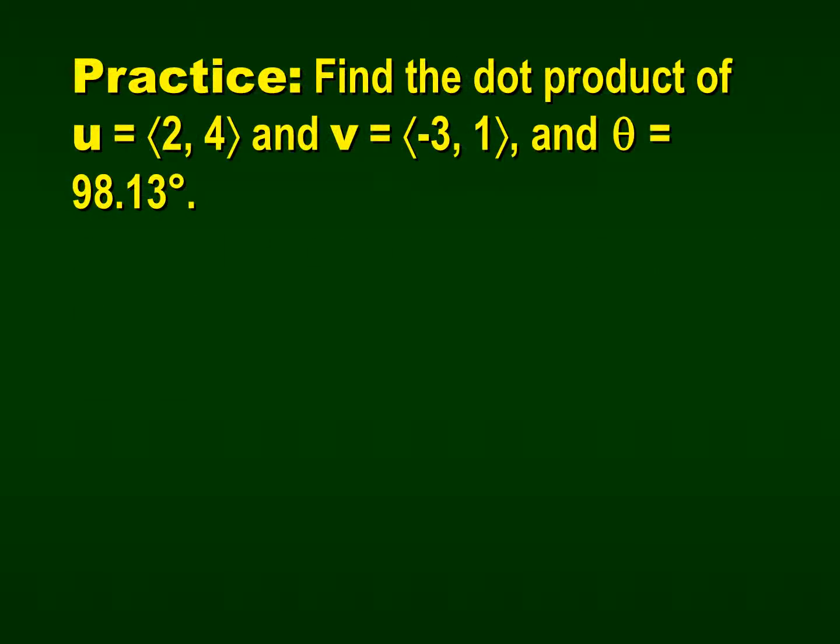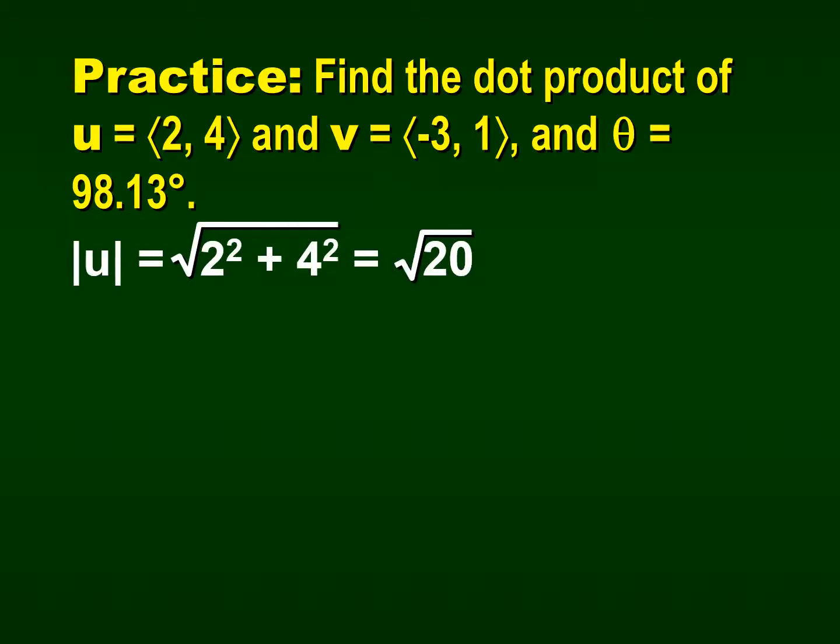So let's practice. Let's find the dot product of u and v, where u is the vector 2, 4, and v is the vector negative 3, 1, and the angle in between u and v is 98.13 degrees. Notice that we're in degrees, so make sure your calculator is in degree mode. So we'll begin with our formula. First we have to find the absolute value of u, which is the square root of a squared plus b squared.